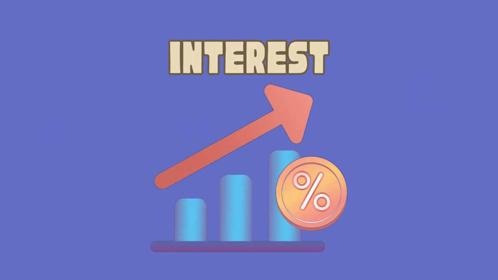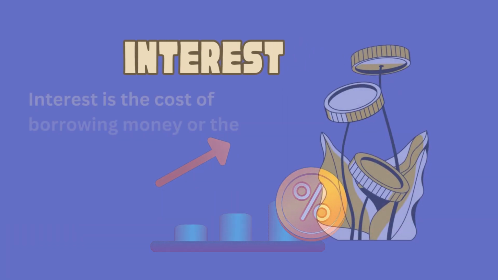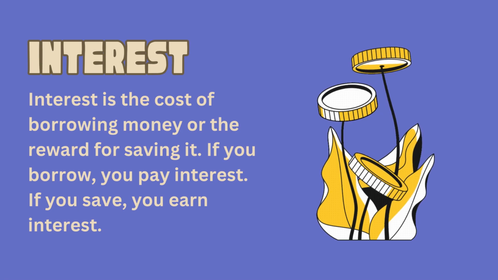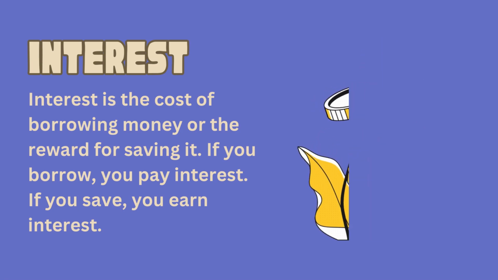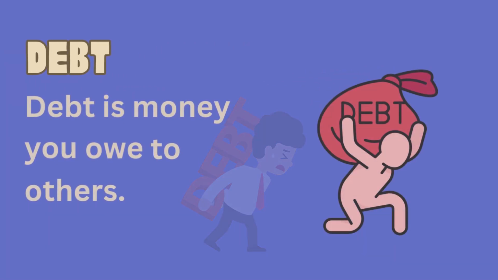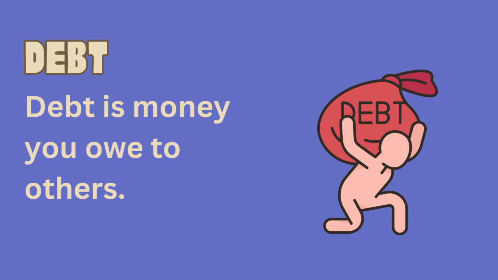Interest. Interest is the cost of borrowing money or the reward for saving it. If you borrow, you pay interest. If you save, you earn interest. Debt. Debt is money you owe to others. This can be in the form of loans, credit cards, or other borrowing. It's money you need to pay back.